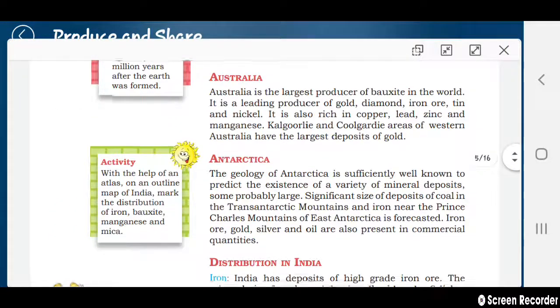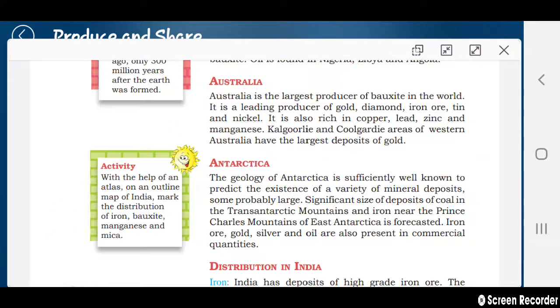Next, Australia. It is the largest producer of bauxite in the world. It is the leading producer of gold, diamond, iron ore, tin and nickel in the whole world. Australia is also very rich in copper, lead, zinc and manganese. And Kalgoorlie and Coolgardie are some of the areas in Western Australia that have very large deposits of gold.